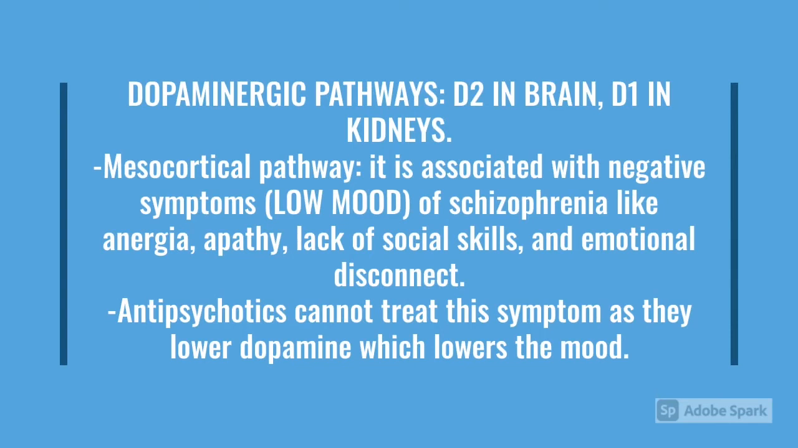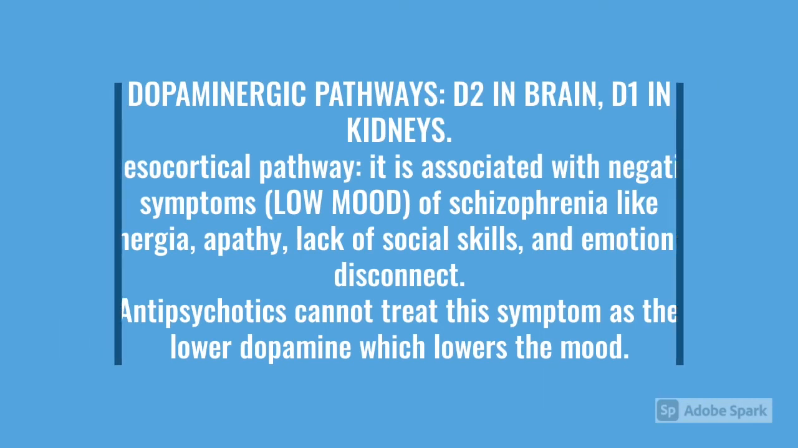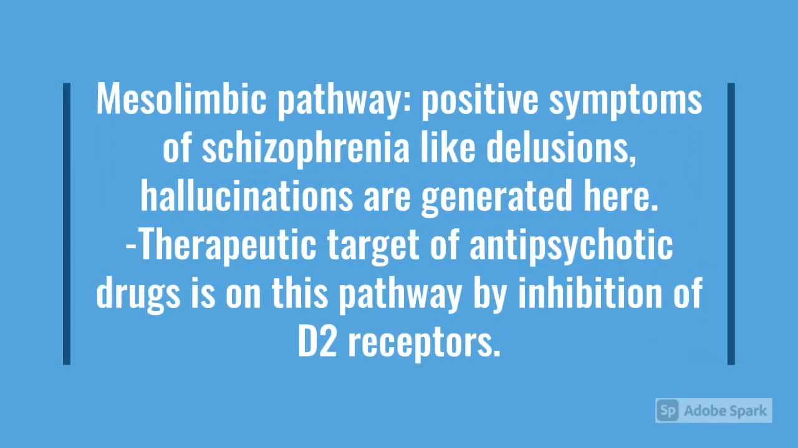Dopaminergic pathways: D2 in the brain and D1 in the kidneys. The mesocortical pathway is associated with negative symptoms, low mood, or schizophrenia-like anergia, apathy, lack of social skills, and emotional disconnect. Antipsychotics cannot treat these symptoms as they lower dopamine, which lowers the mood. Negative symptoms are not treatable easily, as treating them elevates mood, triggering psychosis. In the mesolimbic pathway, positive symptoms of schizophrenia like delusions and hallucinations are generated. The therapeutic target of antipsychotic drugs is this pathway, by inhibition of D2 receptors.